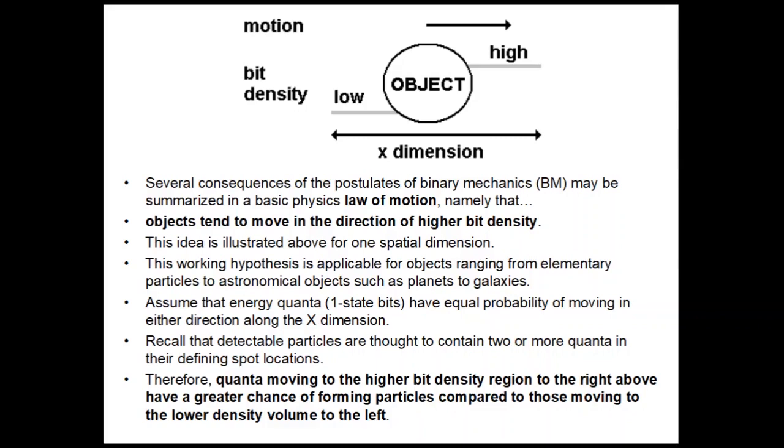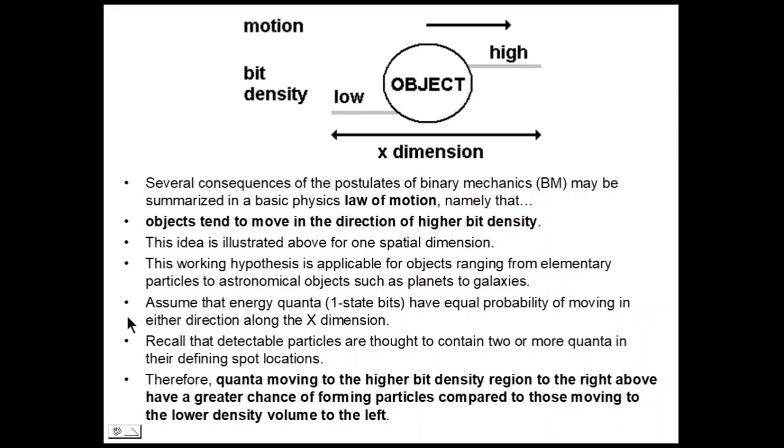Several consequences of the postulates of binary mechanics may be summarized in a basic physics law of motion: objects tend to move in the direction of higher bit density. This idea is illustrated above in one spatial dimension. This working hypothesis is applicable for objects ranging from elementary particles to astronomical objects, such as planets to galaxies.